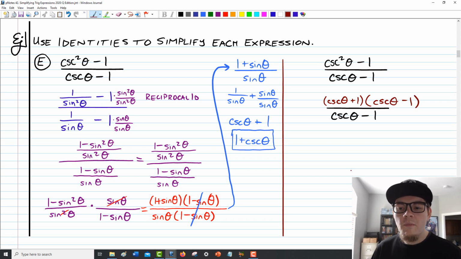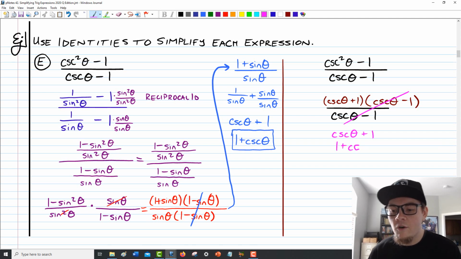Now when I do that, at first you might look and go like, that didn't do, oh, yeah, because you probably just saw it, didn't you? Cosecant of theta minus 1, cosecant of theta minus 1, they divide out. Our answer is cosecant of theta plus 1, also known as 1 plus cosecant of theta.